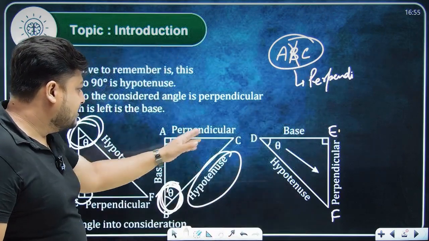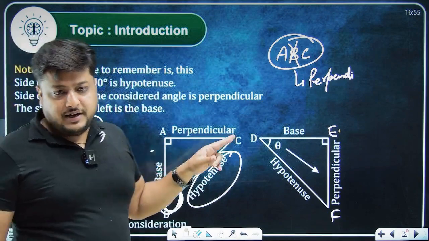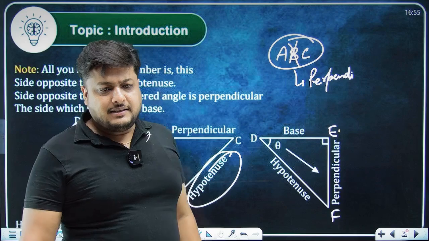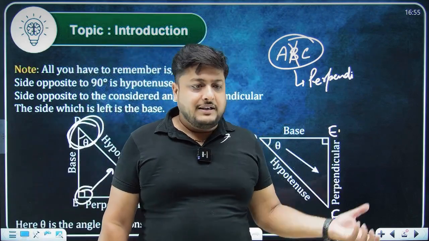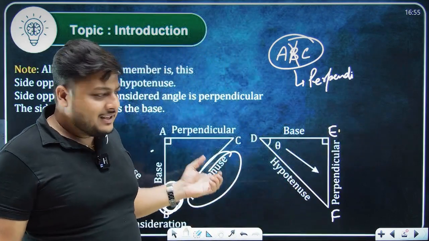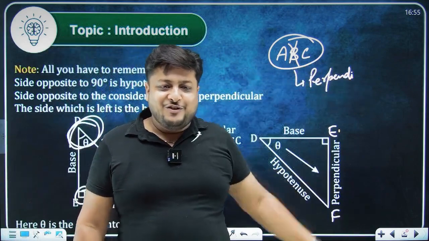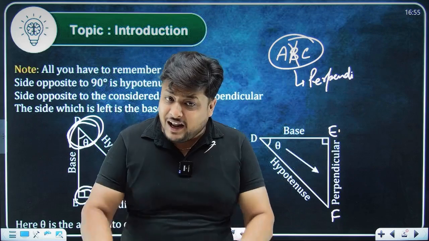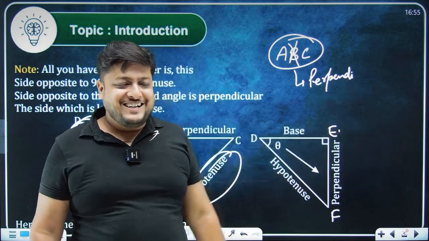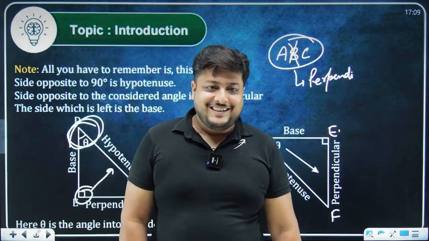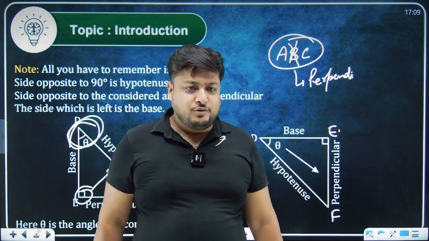And you can also see in this figure AC is the perpendicular, because in some cases students find some difficulties to find the perpendicular and base. So this is a very easy method to find the perpendicular, and I hope everything is clear till here. Okay, so let's move to the next slide.